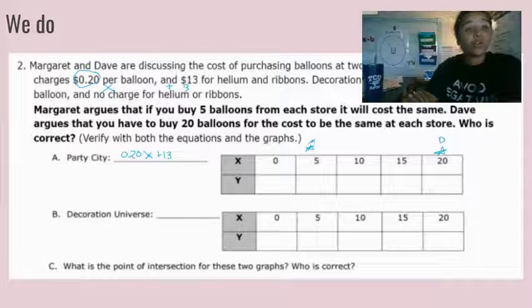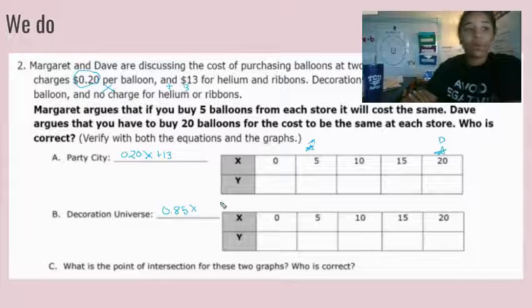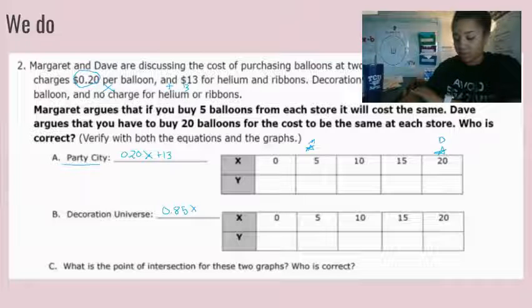We know Decoration Universe charges 85 cents per balloon. So we have 0.85x. What is the point of intersection for these two graphs? So we're going to first start with Party City, and I'm going to type this into Y equals.